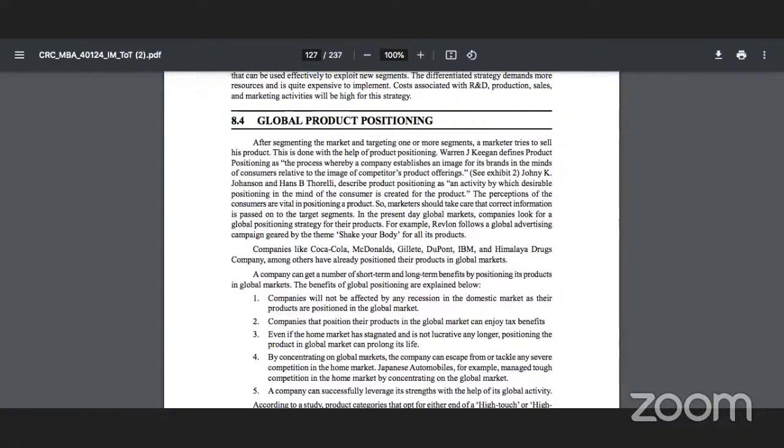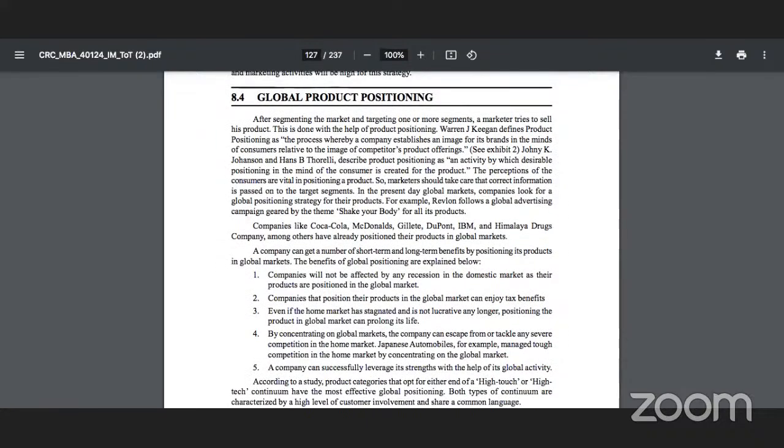So, when we are talking in terms of positioning, an important thing that you need to remember is that here we are talking from a consumer's point of view. What is the consumer's image of your brand or product vis-a-vis that of a competitor's product offering? So that is an important element, the consumer point of view. Johnny K. Jones and Hans P. Torelli describe product positioning as an activity by which desirable positioning in the minds of the consumer is created for the product.